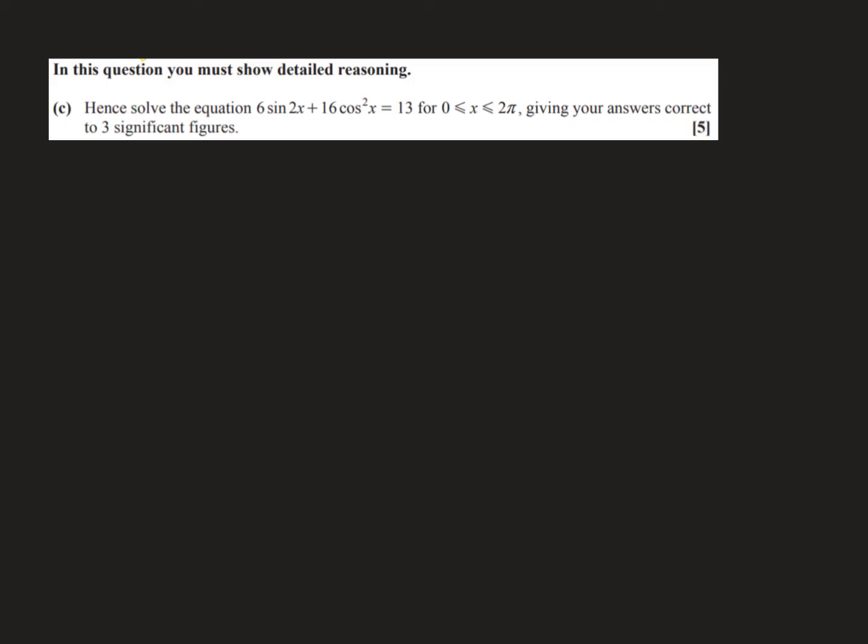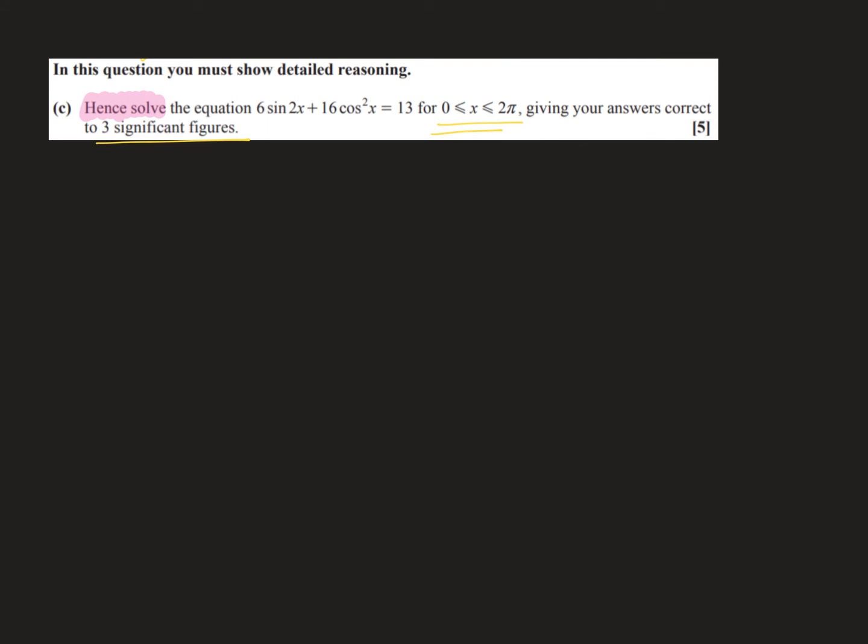So now part C says "hence", which means that this is going to involve parts of the earlier question. The equation 6 sin 2x, that seems familiar, plus 16 cos squared x equals 13 for values of x between 0 and 2 pi, giving our answers correct to 3 s.f.